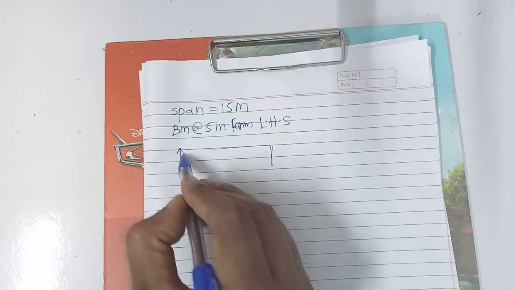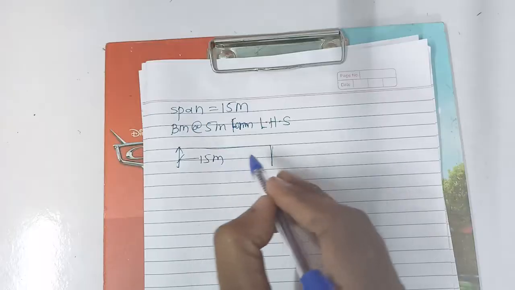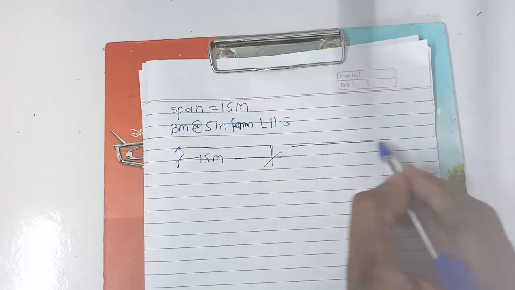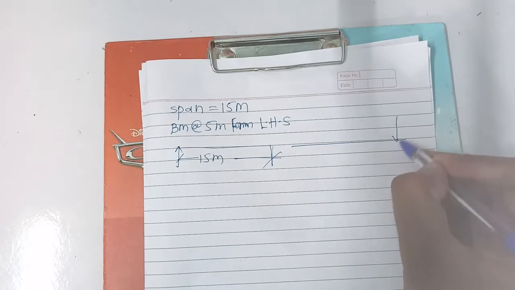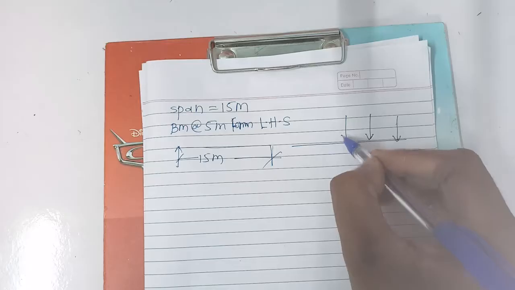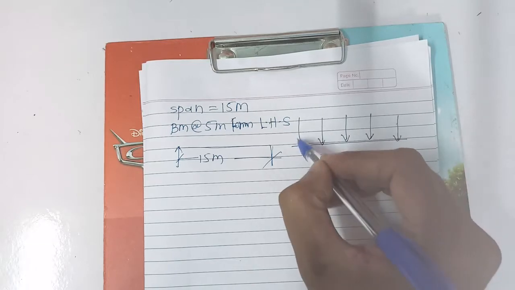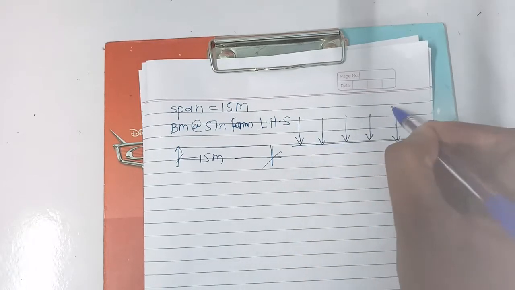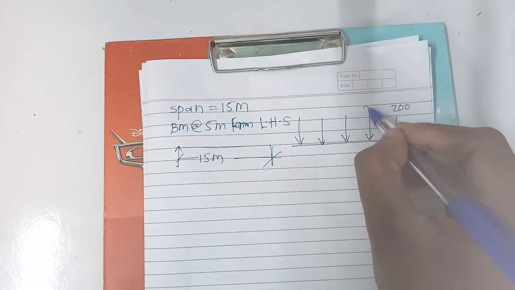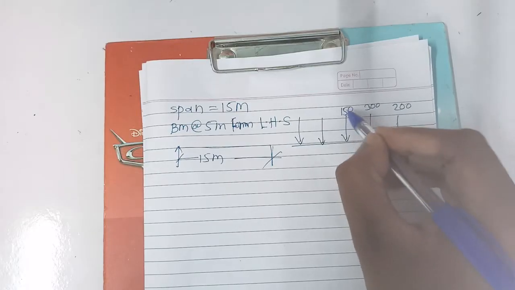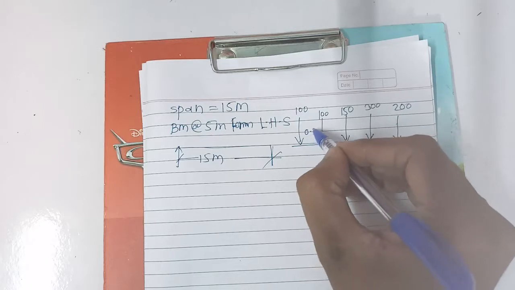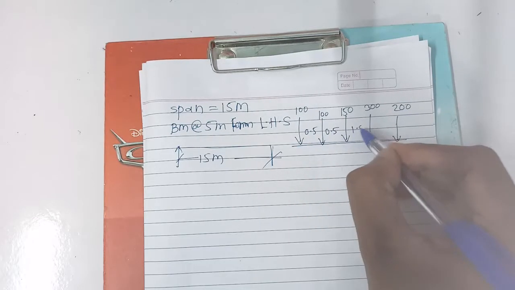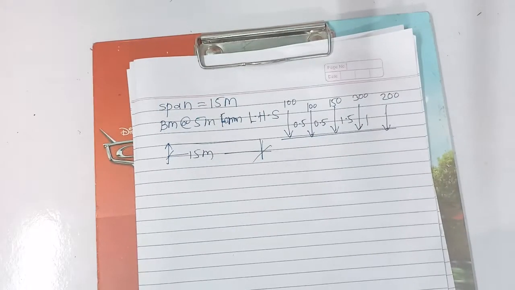This is the 15 meter span, and the train of load is acting with a number of loads W1, W2, W3, W4 and W5. These 5 loads are 200 kilonewton, 300 kilonewton, 150 kilonewton, 100 kilonewton and again 100 kilonewton. The distances are 0.5 meter, 0.5 meter, 1.5 meter and 1 meter. Okay, so let us see how to solve this numerical.